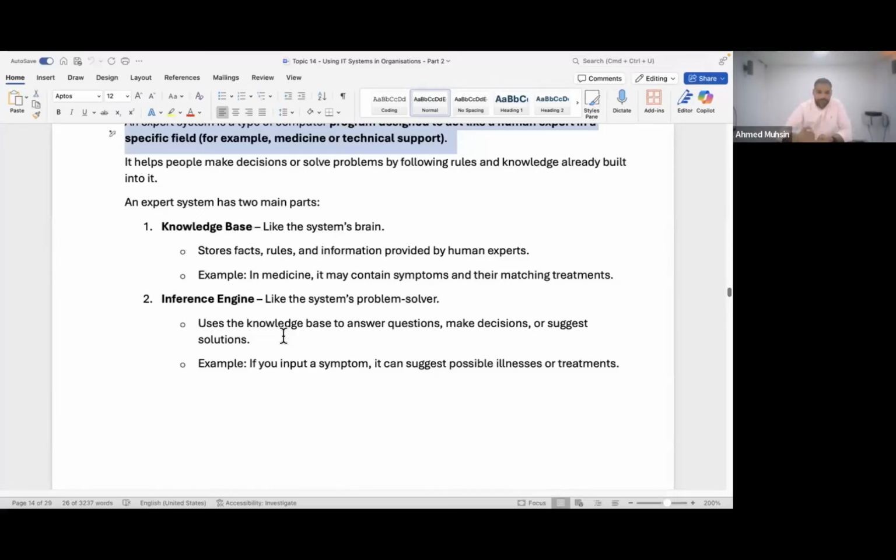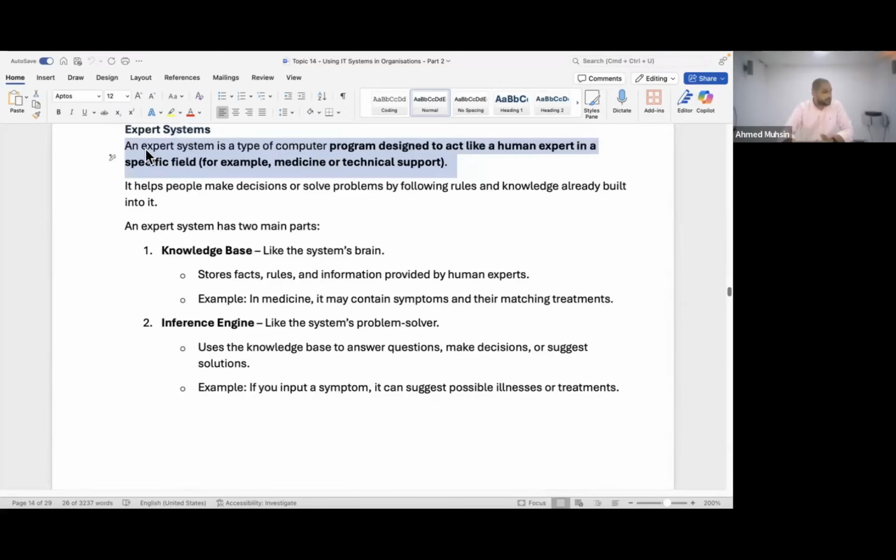Uses the knowledge base to answer questions, make decisions, or suggest solutions. So the inference engine will look at your requirements and then talk to the knowledge base and then come up with an answer for you. Everyone okay with this? We have medical systems that can be given as an example of an expert system.